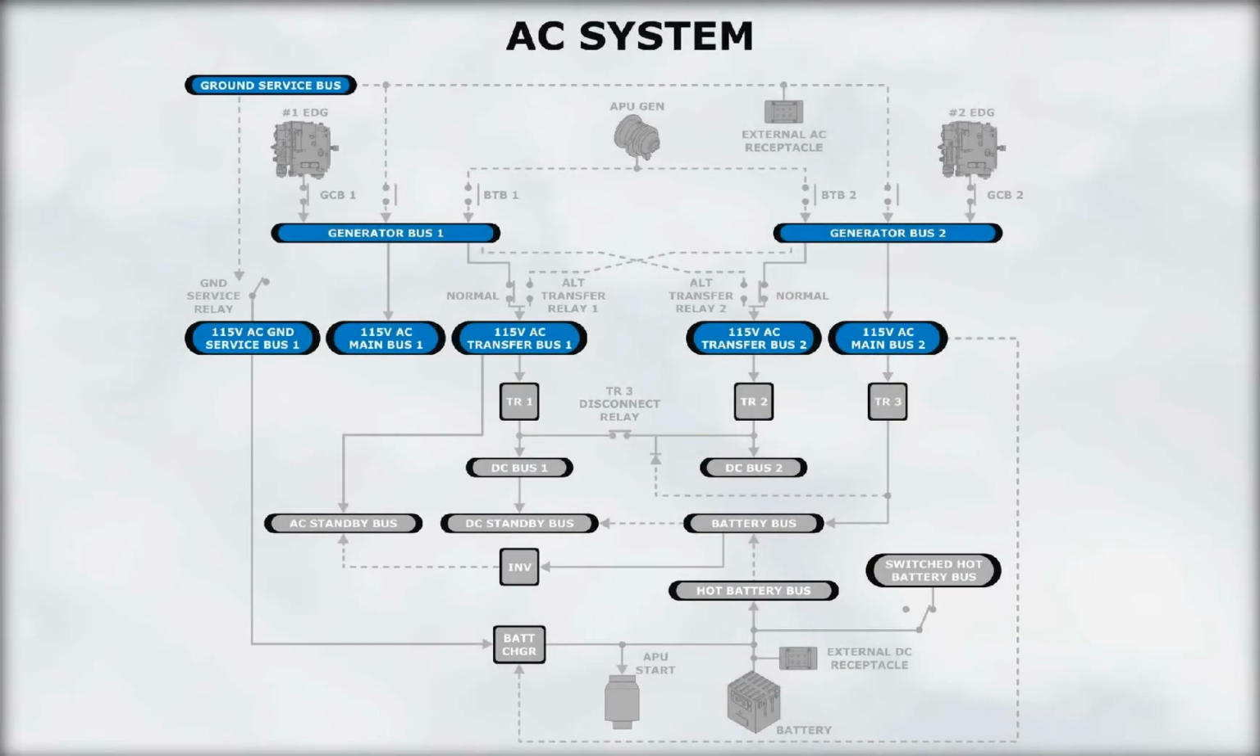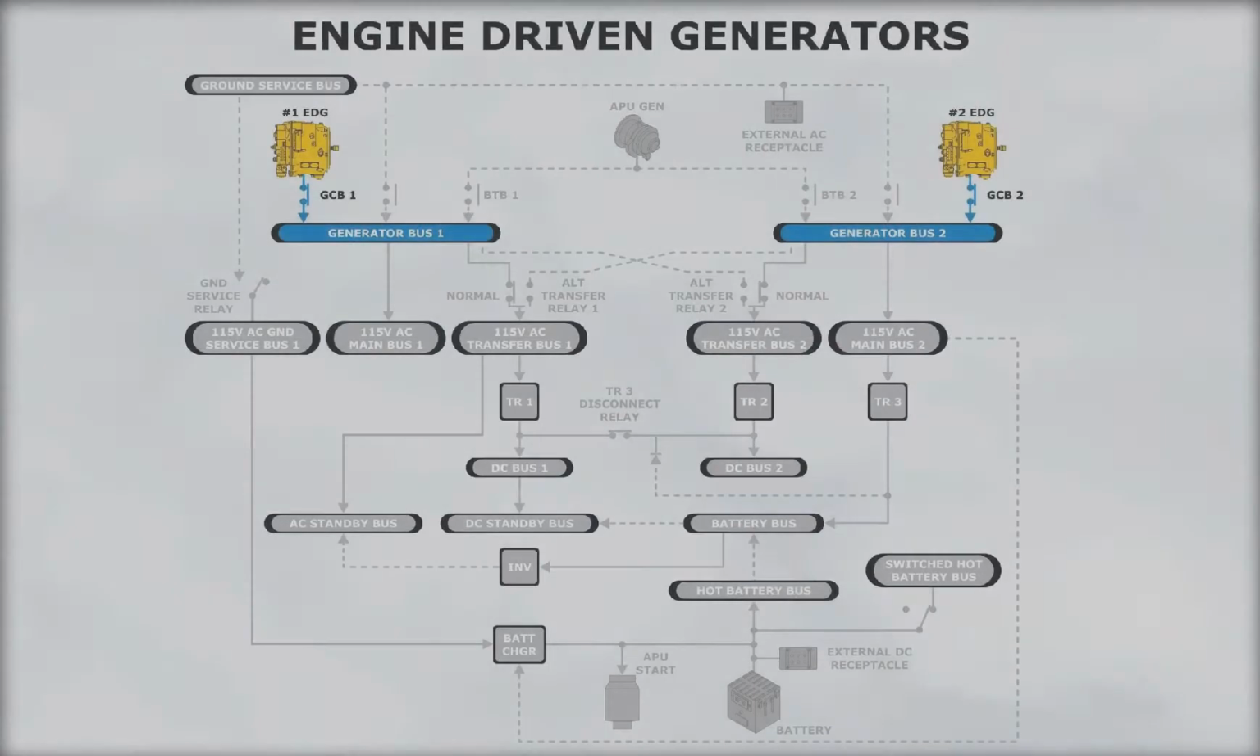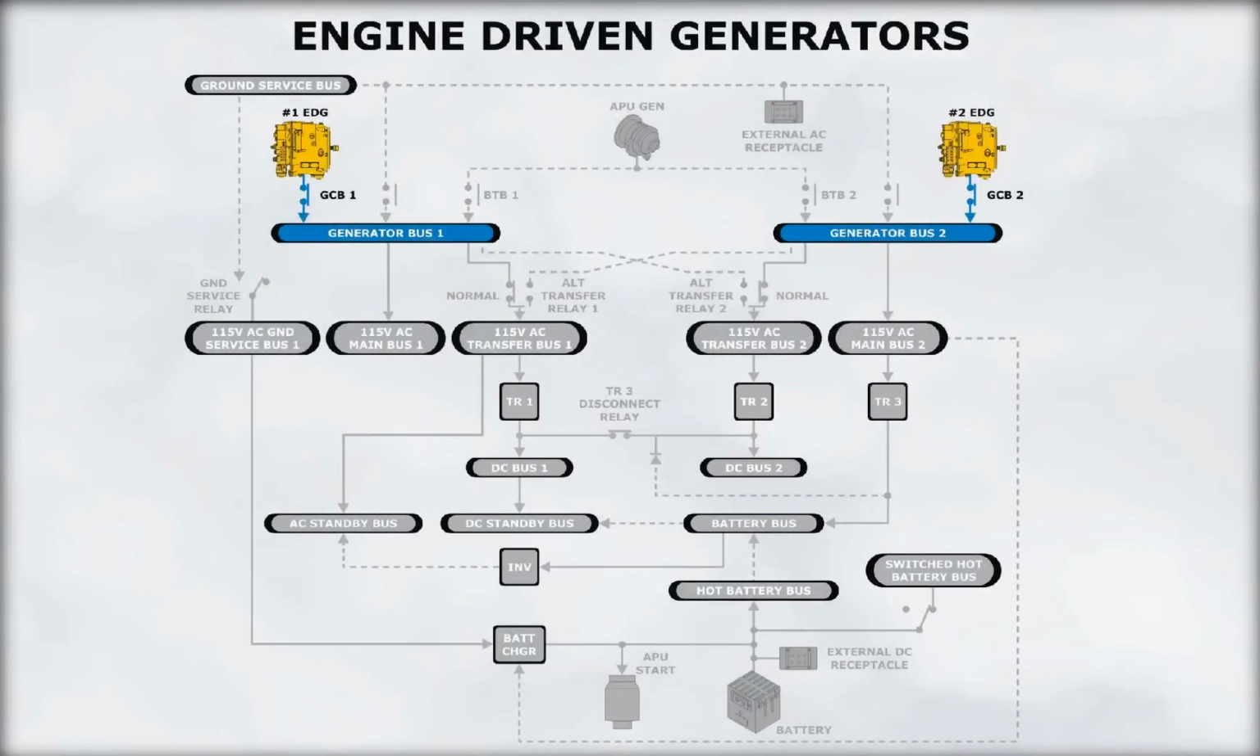Let's look at the AC system. The two engine-driven generators are the normal sources of power for the AC system. The number 1 engine-driven generator supplies generator bus number 1, and the number 2 engine-driven generator supplies generator bus number 2. The two generator buses then distribute power to the airplane.